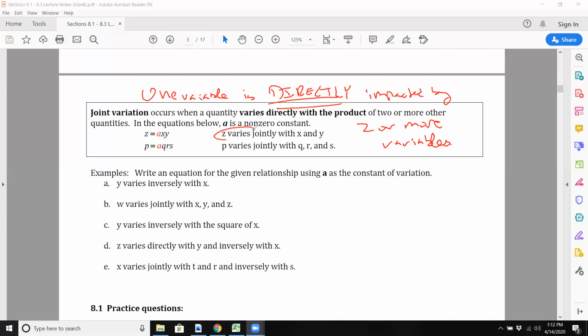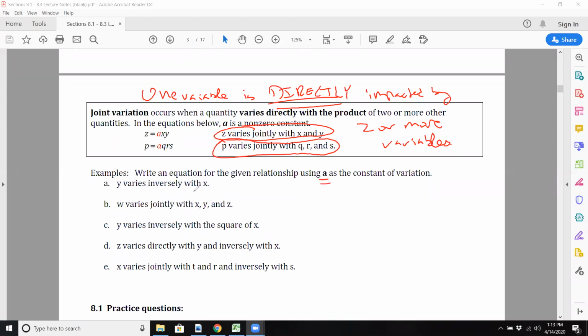So here, Z varies jointly with X and Y. Again, joint variation is totally different than coronavirus. That's just a much different modeling skill set that's really complex, but we're looking at something pretty basic here. Z varies jointly with X and Y. P varies jointly with Q, R, and S. A, we're still calling the constant of variation.